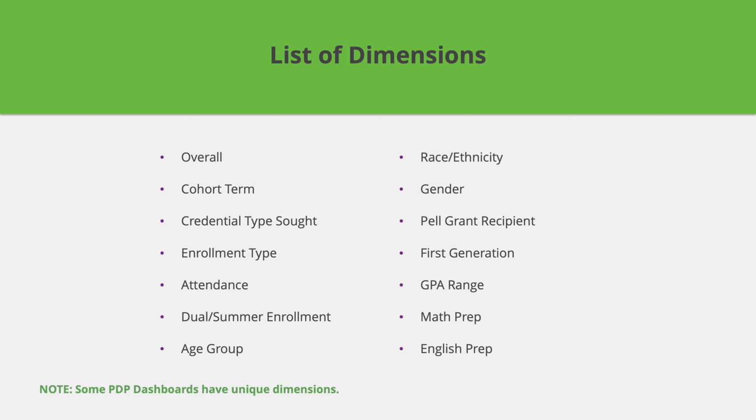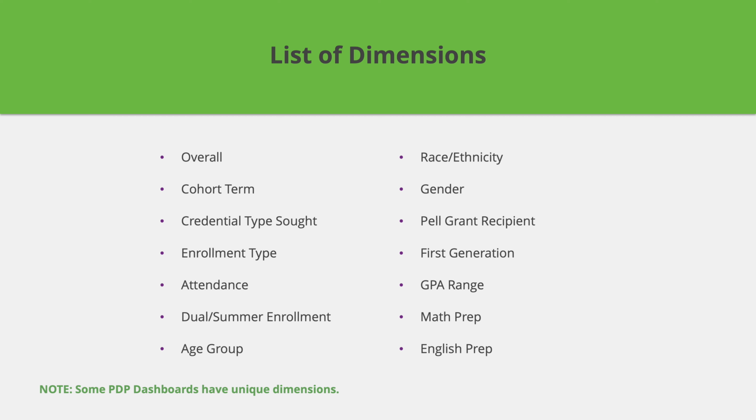Attendance, which is a measure of intensity, segments by full-time or part-time student status. Dual or summer enrollment segments students who attended the institution as a dual enrolled student or a summer enrolled student before they began their credential seeking experience. Age group is divided into three categories: 20 or younger, 20 to 24 years old, or over 24. Race and ethnicity segments students by their racial or ethnic identity. Gender segments students into male, female, or unknown.